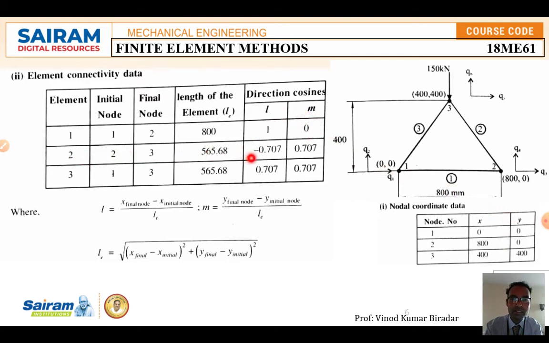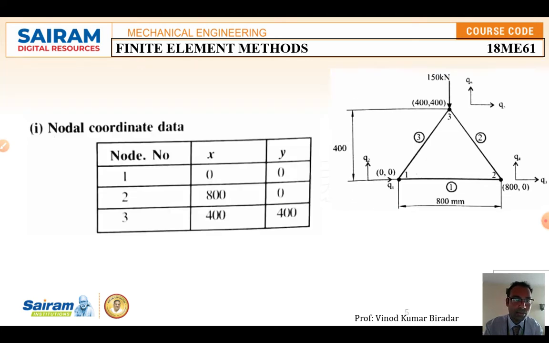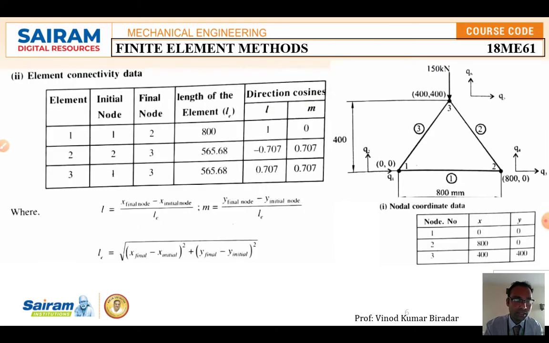The second element has final node 3 and initial node 2. So L is X3 minus X2, that is 400 minus 800, divided by 566.68, which gives minus 0.70. For M, Y3 minus Y2, 400 minus 0, divided by the length 566.68, which gives 0.70. Like that you have to calculate the direction cosines.